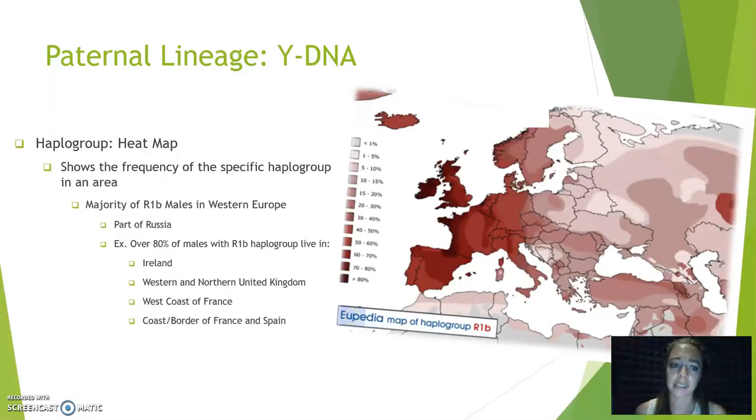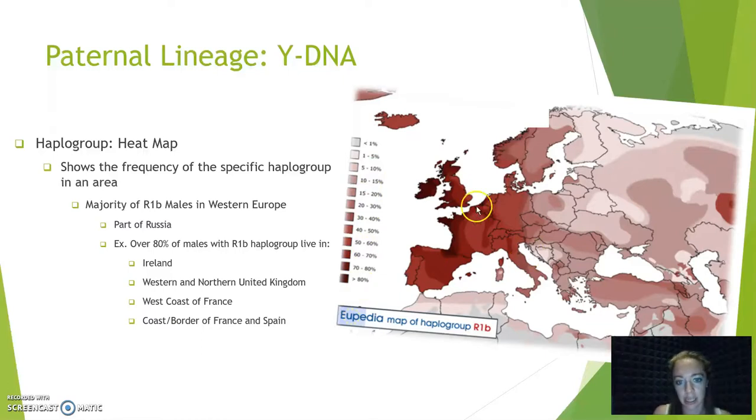So this is an example of a heat map. This shows the frequency of a specific haplogroup in an area. So in this example, you can see the darker the color red, the more prevalent that haplogroup is in that area.